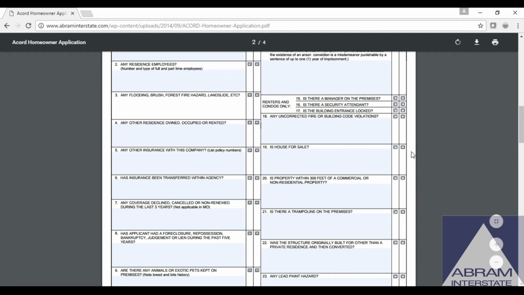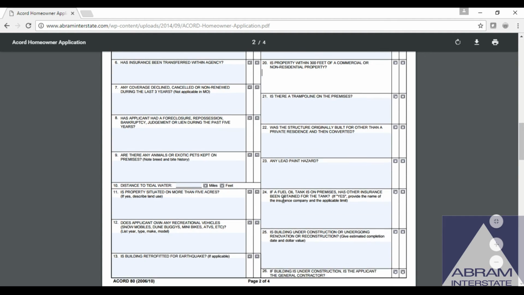such as is house for sale? No, it may not be, but are they planning on doing it in the short or immediate future? Maybe you can include those items, that information here. So feel free to take advantage of these comments, the comment fields.